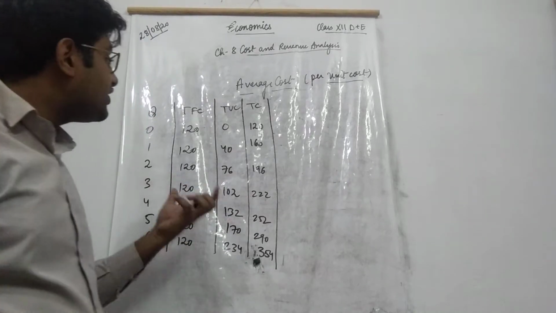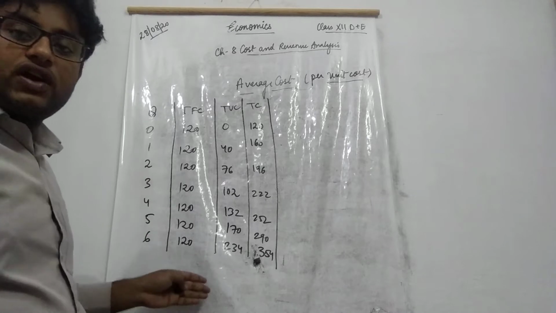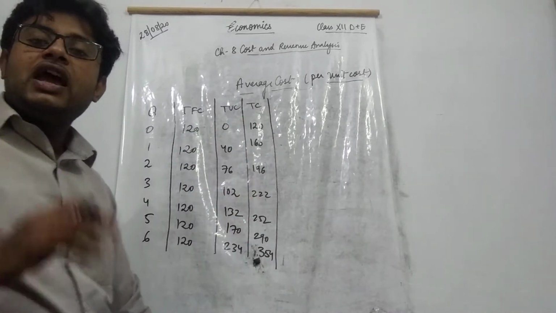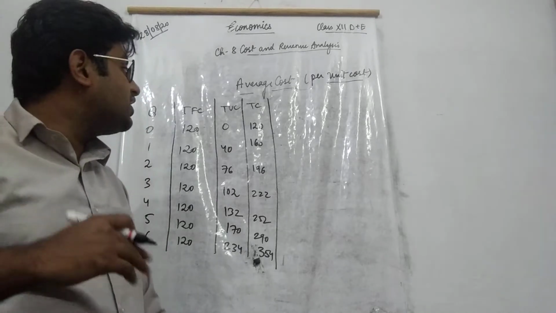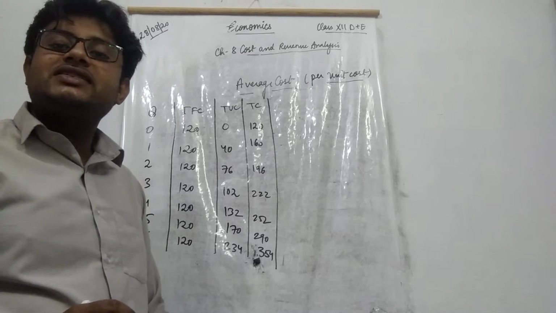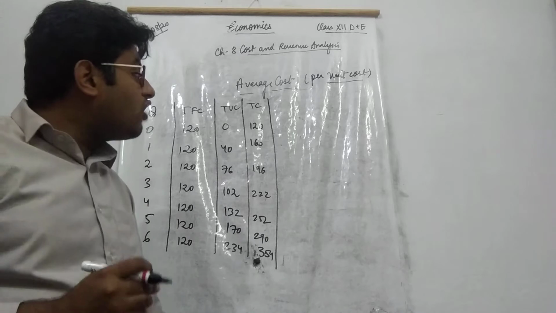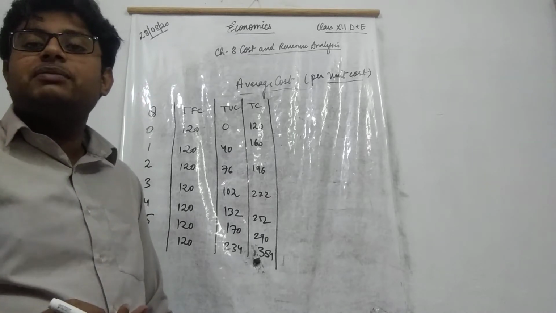Now with the help of this schedule, the output level is given, total fixed cost is given, total variable cost is given, and total cost is given, and we all know the behavior of total fixed cost, total variable cost, and total cost in the short run. With the help of the schedule and the graphs we have discussed it yesterday. Now we are in a position to calculate the average fixed cost, average variable cost, and average cost.